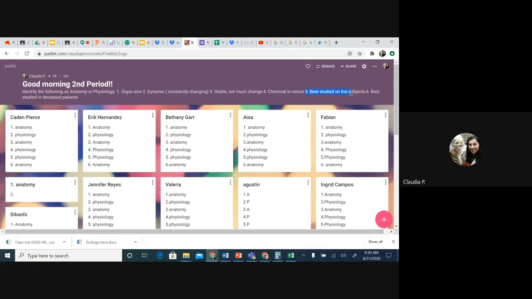Number 5, best studied on live subjects. It's physiology. We want to see how those organs work. We do that best if the person is alive so that we can see how the organs are working. I would put that in my Venn diagram. Number 6, best studied in deceased patients, a dead patient, anatomy, because we can take the organs out. We can weigh the organs. We can see the internal organs, as most of our organs, like our lungs, our stomach, our intestines, uterus, all of that stuff is in the inside.